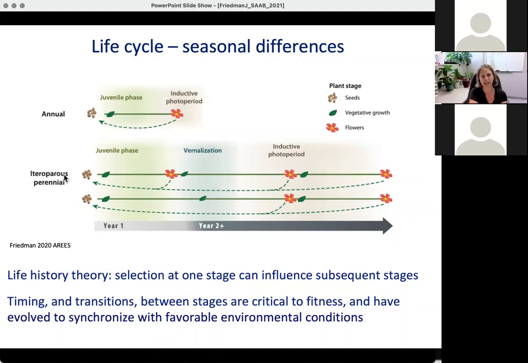Perennials, in contrast, have a much longer life cycle, and they typically have to cycle within and between different environments. So they receive and perceive winter and summer seasons and need to reset from flowering back to vegetative growth. And so we were really interested in these differences in the stages of growth and how selection at one stage could influence subsequent stages, and how these different ecotypes time these transitions between growth and reproduction.